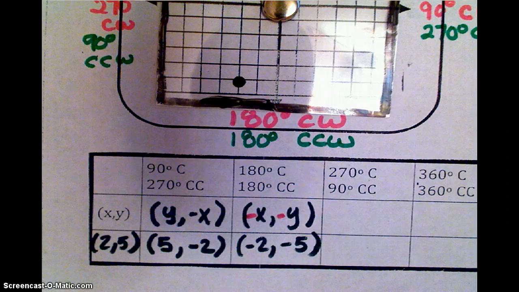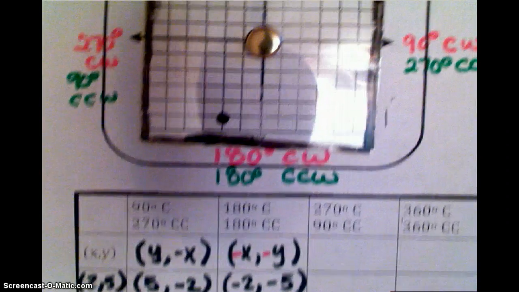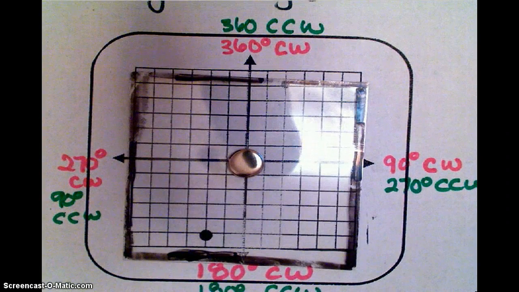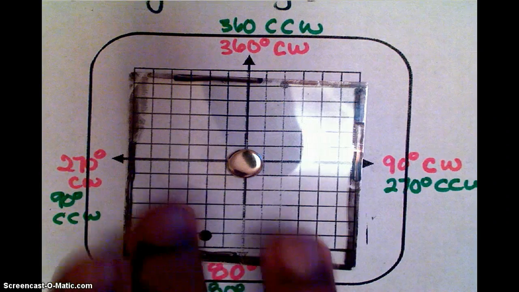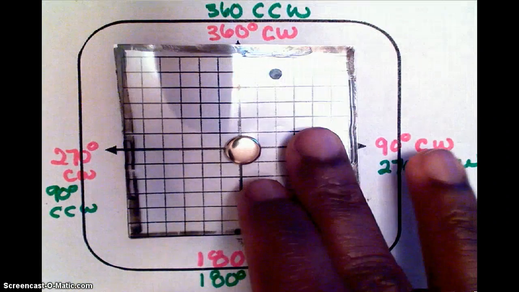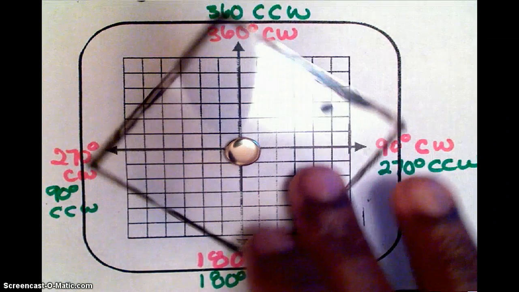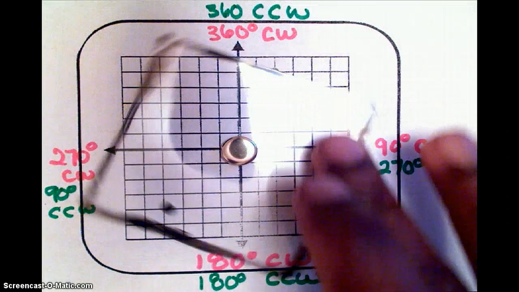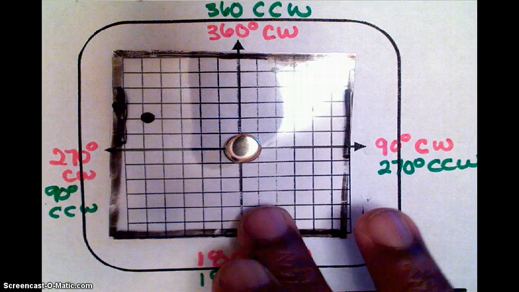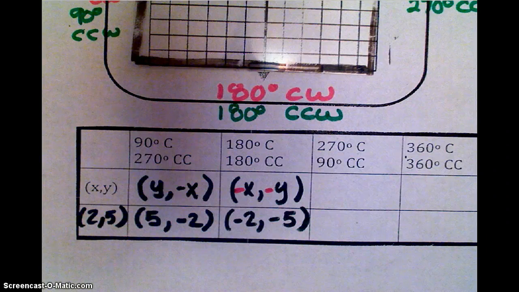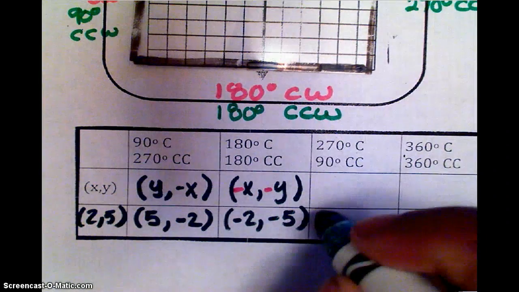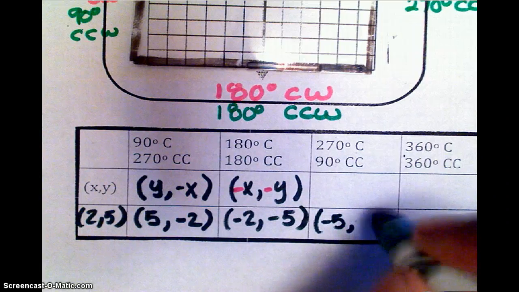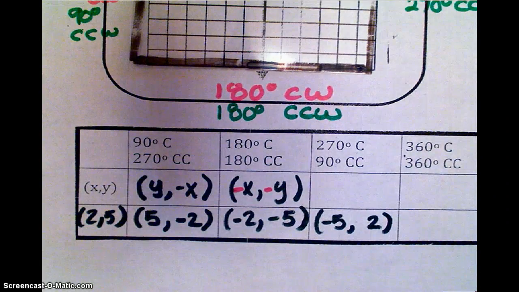All right, let's do 270 degrees clockwise, which is the same as 90 degrees counterclockwise. And so if I start at my original point, I can go 270 degrees, so this is 90, this is 180, and then this is 270. Where do I end up? I end up at -5, +2. Okay?